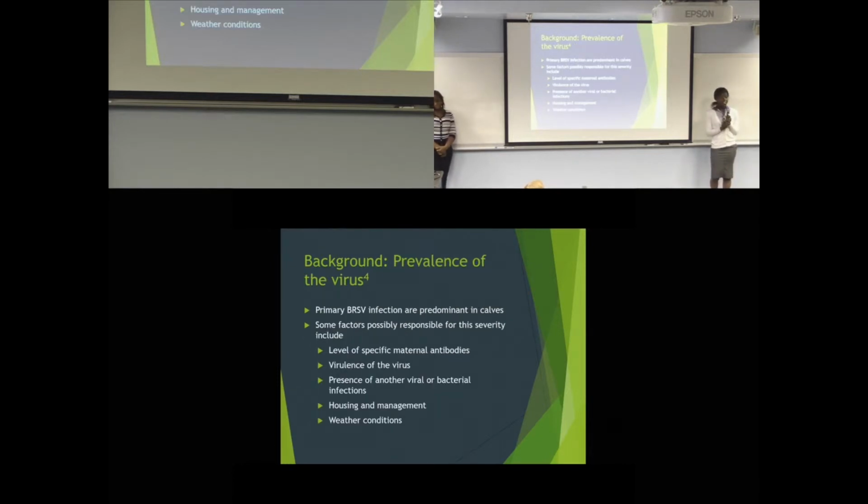It should be noted that studies have shown that BRSV is predominant in calves. About 70% of calves have been infected by 12 months of age. However, there is greater prevalence between the ages of 2 to 5 months. Some factors that are responsible for this severity include the level of maternal antibodies, the virulence of the virus, the presence of other viral or bacterial infections in the case of BRD, the housing and management, and the weather conditions.